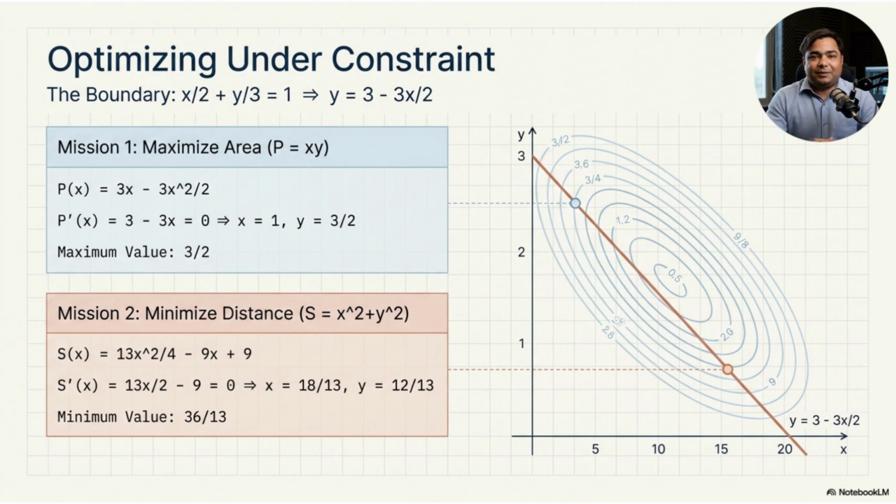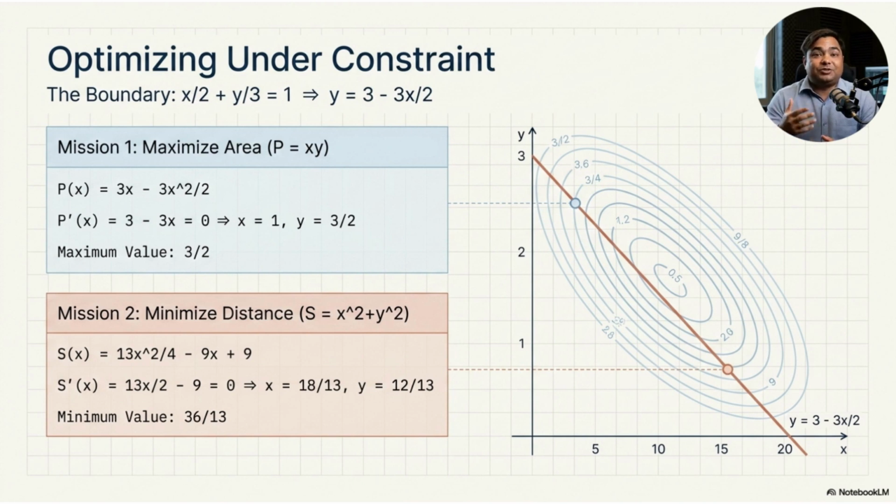To find the maximum, we set this derivative equal to 0. So 3 minus 3x equals 0. This gives x equals 1. Now substitute x equals 1 into the boundary equation. Then y equals 3 minus 3 over 2. So y equals 3 over 2. Therefore, the maximum area x times y equals 1 times 3 over 2, which equals 3 over 2.